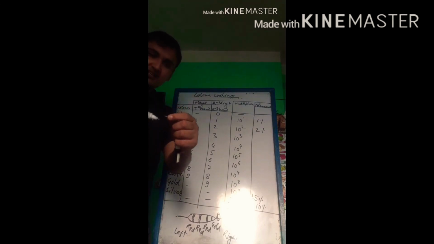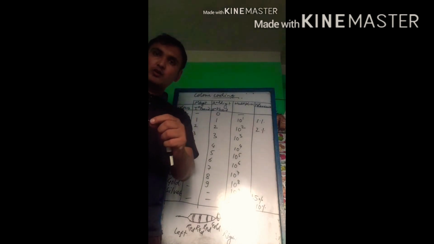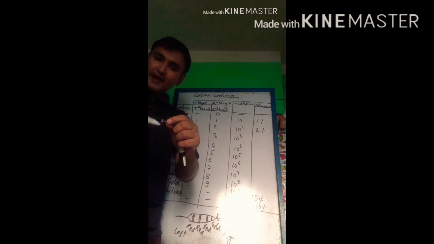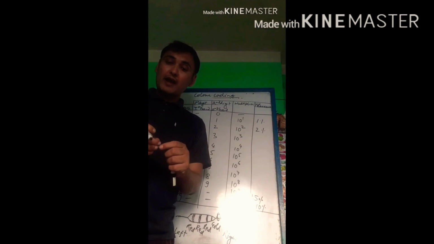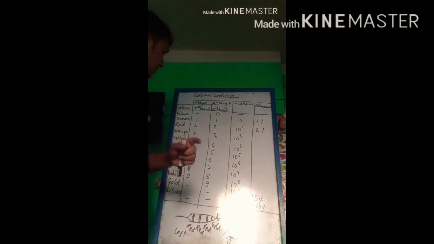Let me tell you, this is a carbon composition resistor. It consists of concentric circles around it, with the help of which we can find the resistance of this resistor. Or we can say there are different bands of colors around it. So what are the different bands of colors that may be over here? They are black, brown, red, orange, yellow, green, blue, violet, gray, white, gold and silver.